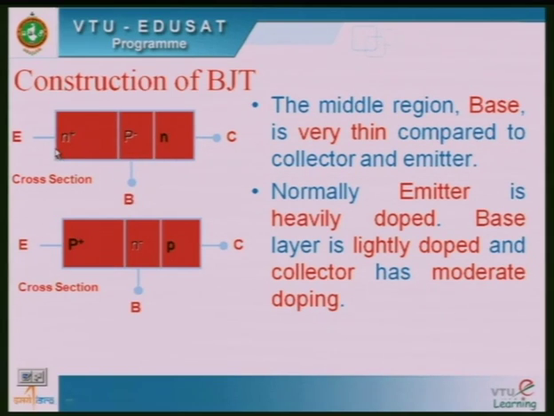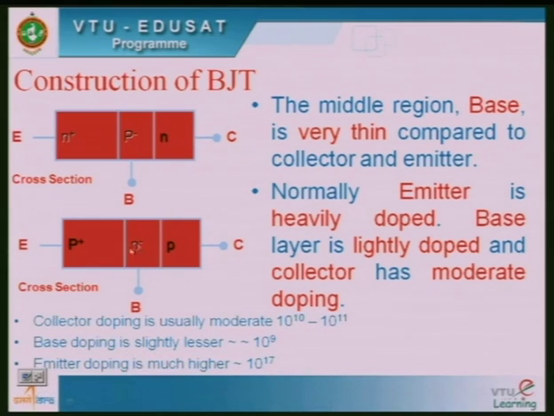And usually the N plus layer is highly doped compared to the base and collector, whereas the base layer, that is the P minus layer, is lightly doped. As far as the area is concerned, the base layer is very thin compared to both collector and emitter, and you can also note that the N plus layer, that is the emitter layer, has higher width compared to the other layers.